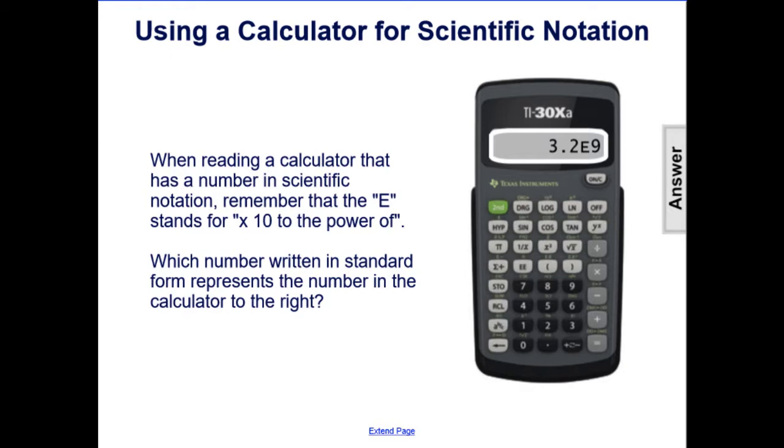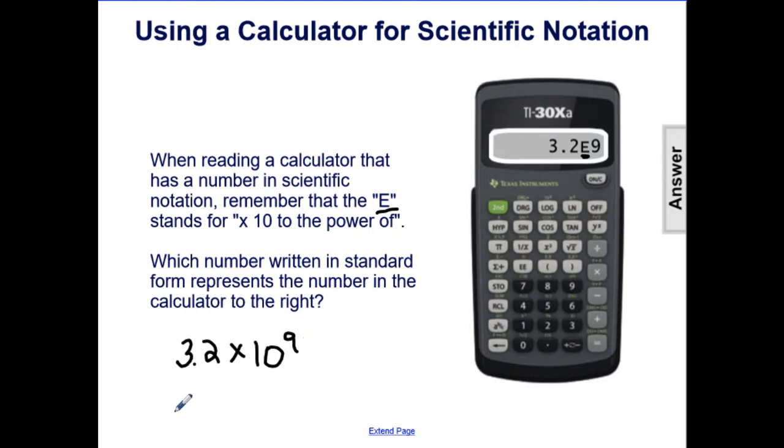When reading a calculator that has a number in scientific notation already, again, we have to remember that the E on the screen, for example here, this E, stands for times 10 to the power of. So which number written in standard form represents the number in the calculator to the right? So first, it's best to note what it would be in our scientific notation. You would have your coefficient of 3.2. The E would represent times 10 to the power of, and here the 9 is that exponent.